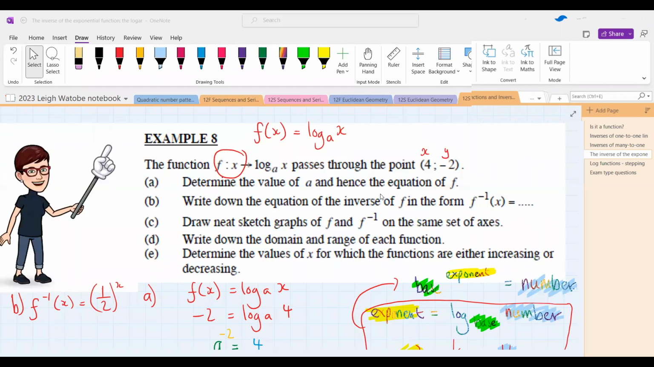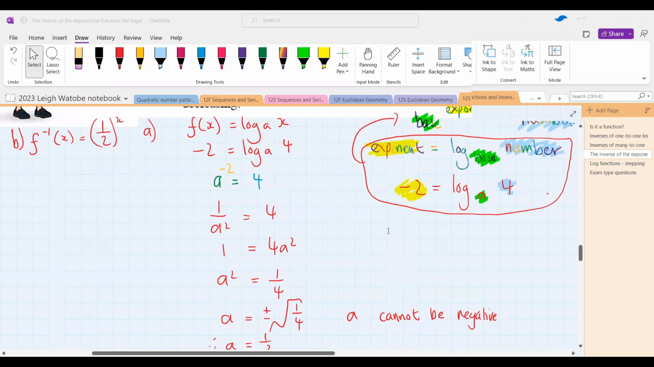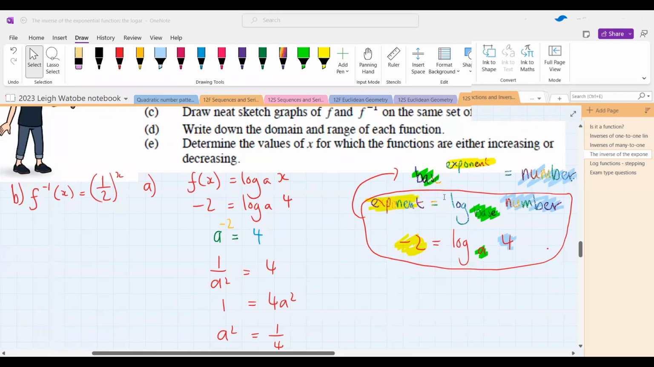Ma'am, I wanted to know what happened to that log. To the log? Yes. Okay, so the word log is not there anymore. When we're writing something in exponential form, we're not using the word log. We only use the word log when we write something in logarithmic form. Oh, okay. Thank you. All right, no problem.